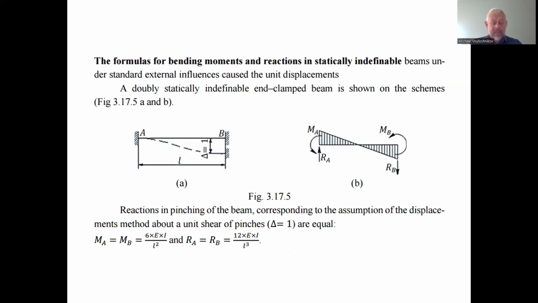Another one, if we have on the left the support, and the second support is the rigid embedding, and if we assume the shift of the right embedding by the unit displacement, how will the diagram of bending moments look, and what will be the magnitudes of the bending moments and the support reactions arising from the shift of the second embedding by one unit displacement.